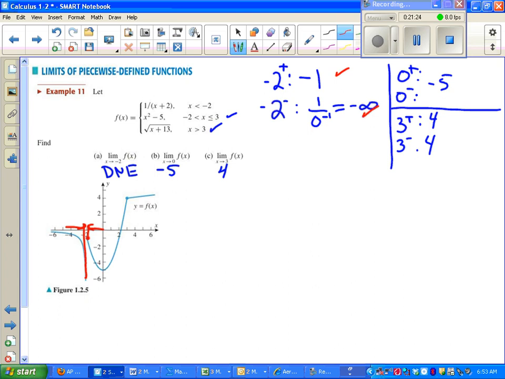Part B says let's get close to 0. So if we get close to 0 on both sides, notice both sides go straight down to that negative 5, which is what we saw algebraically. And lastly, looking as we approach 3, from either side, both sides look like they go right up to that point, and that point is y equals 4. That's it.